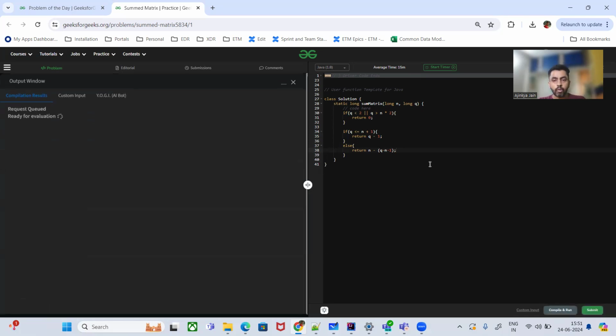Also, if you see, the time complexity and space complexity are O of 1 only. No extra space or extra time we are taking. It's constant. Okay, the test case seems to pass.